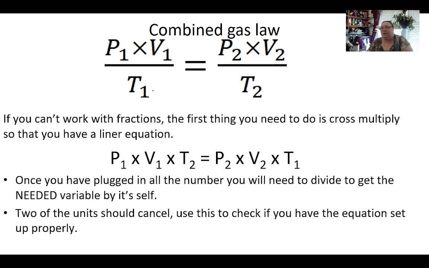So, all of the ones are initial values. So, initial temperature, initial pressure, initial volume. All of the 2's are your final values. Notice that when I cross multiply, my equation turns into P1 times V1 times T2 equals P2 V2 times T1. So the T's are a little bit wonky.